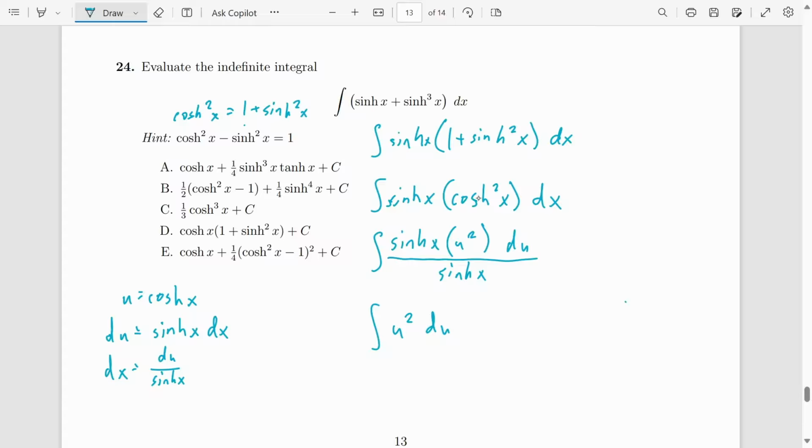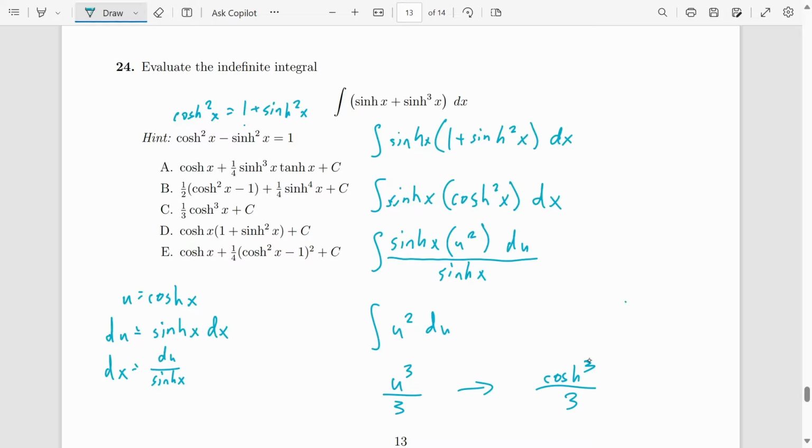We kind of go the other way around with the power rule. First, we increase the exponent. So this is u cubed, and then divide all of this by it. So u cubed all over 3. So that is the indefinite integral, and we just plug in u with, in this case, cosh. So we go ahead and do that. We get cosh cubed all over 3.